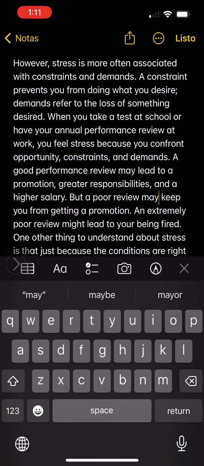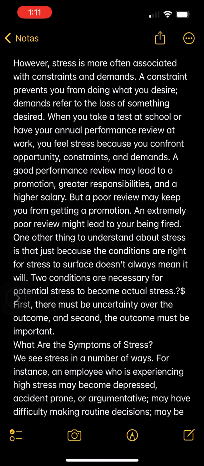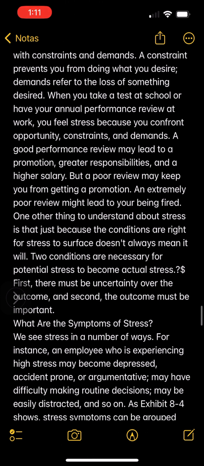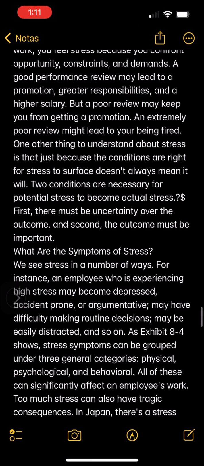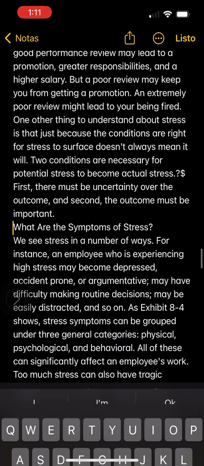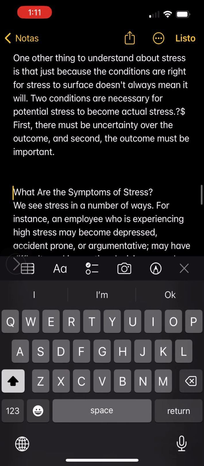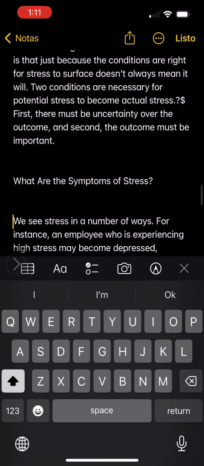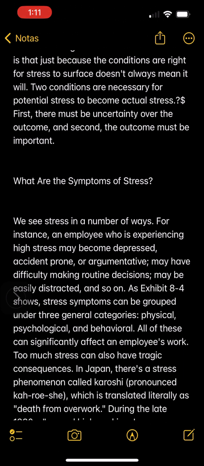When you take a test at school or have your annual performance review at work, you feel stress because you confront opportunity, constraints, and demands. A good performance review may lead to a promotion, greater responsibilities, and a higher salary, but a poor review may keep you from getting a promotion. An extremely poor review might lead to your being fired. One other thing to understand about stress is that just because the conditions are right for stress to surface doesn't always mean it will.